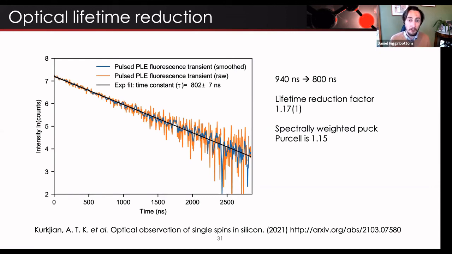We also expect that strain is going to mix the TX0 and the TX1 levels, and that is also a mechanism that could give you a lifetime reduction. It's not well understood, so I can't rule that out, but we do measure a lifetime reduction.